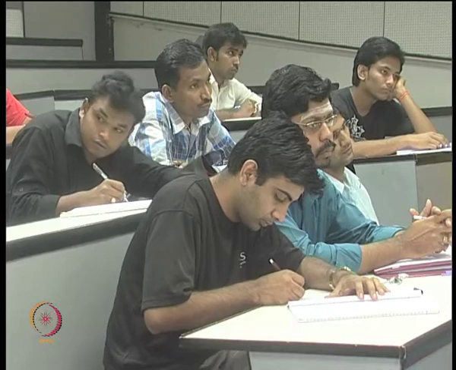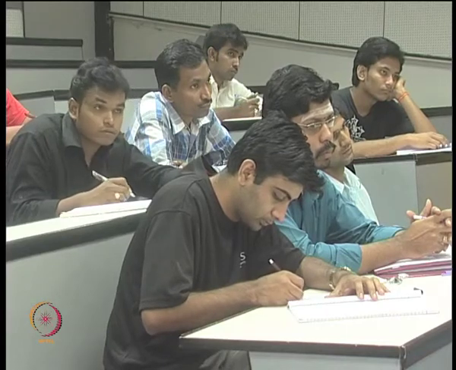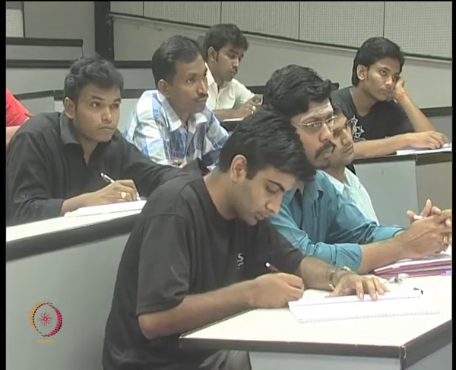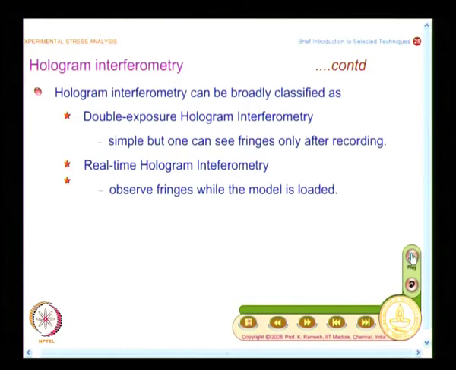Once you find a restriction, researchers do not keep quiet. Researchers find out ways by which they will circumvent this limitation. So, you graduate from double exposure hologram interferometry to real time hologram interferometry. The name itself suggests you observe fringes while the model is loaded. So, it is a lot more convenient than double exposure hologram interferometry.